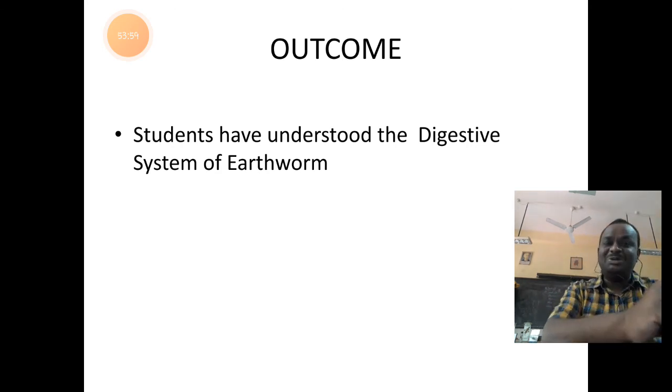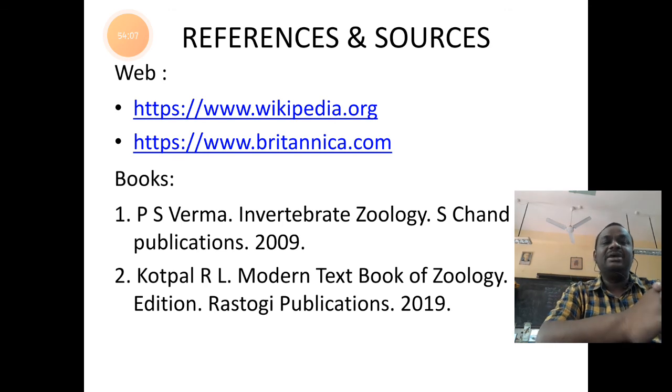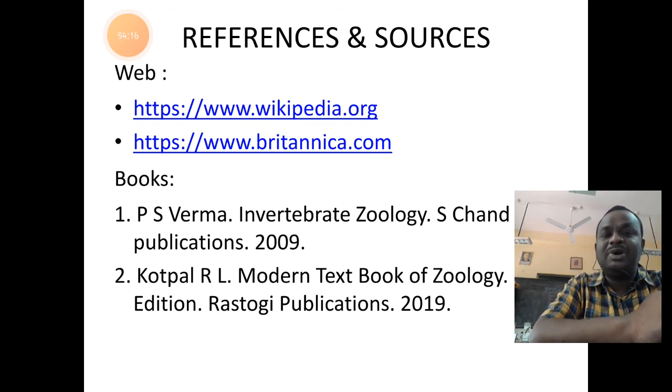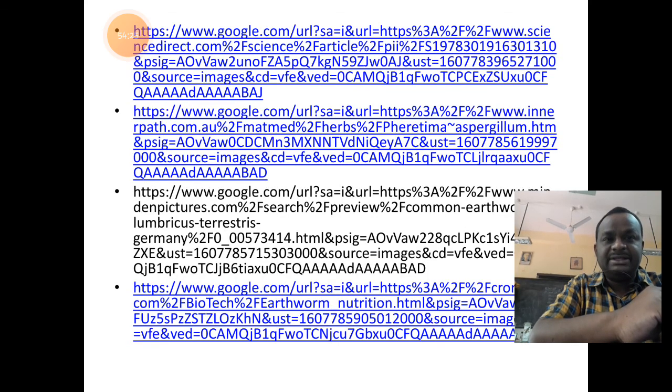Fine students, what is the outcome of today's session? We have understood about the digestive system of earthworm and physiology related to it also. So, reference books include Invertebrate Zoology by Verma, then Jordan and Verma, and even Modern Textbook of Zoology by Kotpal, Invertebrate Zoology by Kotpal also you can refer. So, these are a few of the websites which I have visited to collect the information and images here.